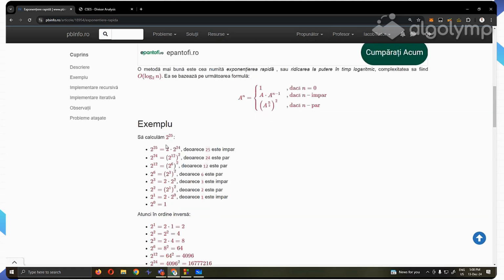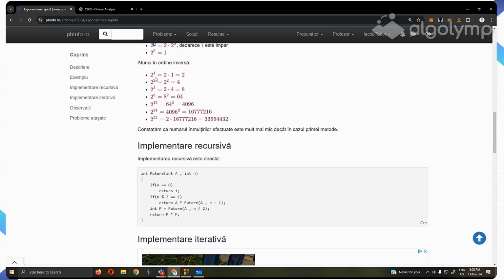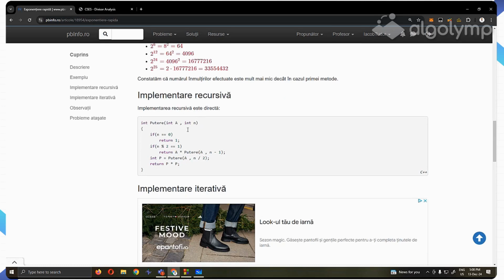For example, 2 to the power of 25 is calculated as follows. 2 times 2 to the power of 24. 24 is calculated as 2 to the power of 12 squared. 12 is 2 to the power of 6 squared. 6 is 2 to the power of 3 squared. 2 to the power of 3 is 2 times 2 to the power of 2. 2 to the power of 2 is 2 to the power of 1 squared. And 2 to the power of 1 is 2 times 2 to the power of 0, which equals 1. Then, in reverse order, we go back up.